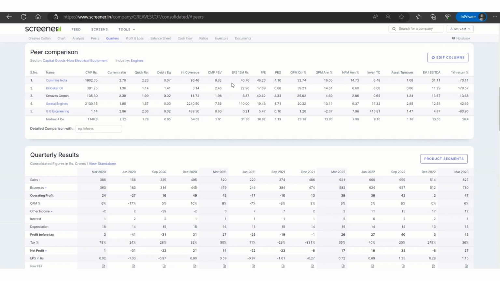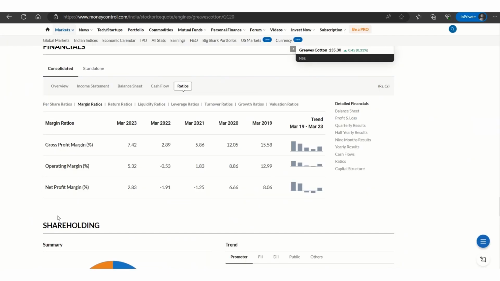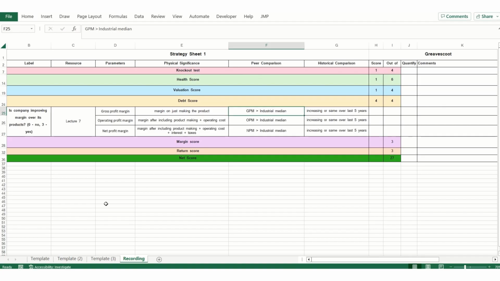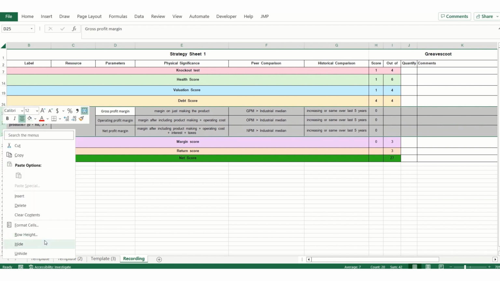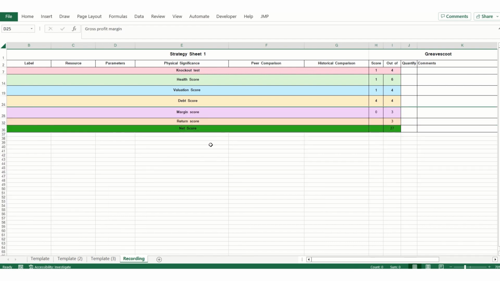But just for the sake of analyzing the last 5 years data, you can go to moneycontrol.com and go to the margin ratios. You can see that the gross profit margin has actually been reduced. The same is operating profit margin, the same is net profit margin. Now, this is not a good thing. This basically means that somewhere the company is not able to make the profit which it was making before. Okay, so this goes to 0. And this whole score goes to 0. So you can infer from this that the company's margin score is not good. So let's hide this and go to our next ratio, our next score.